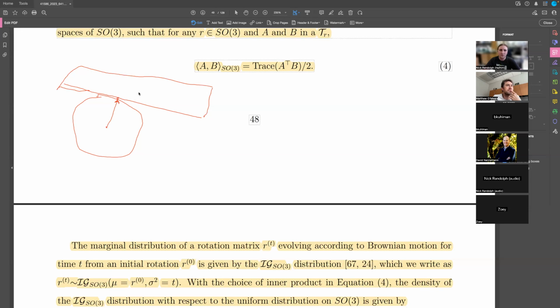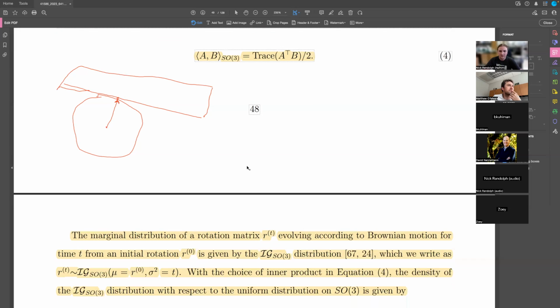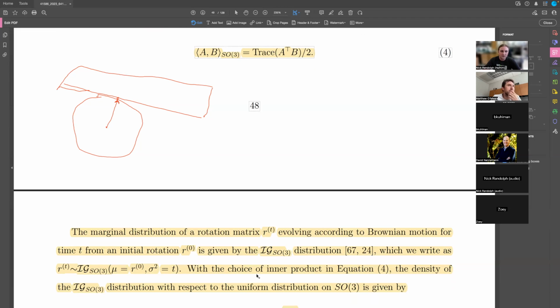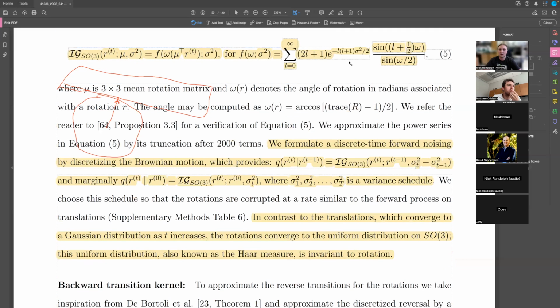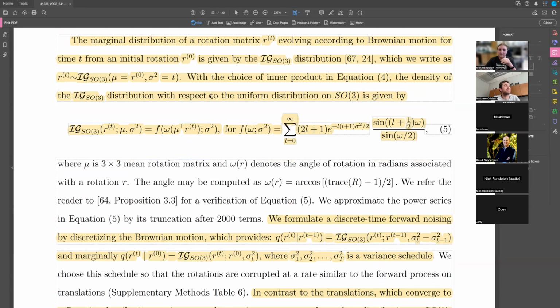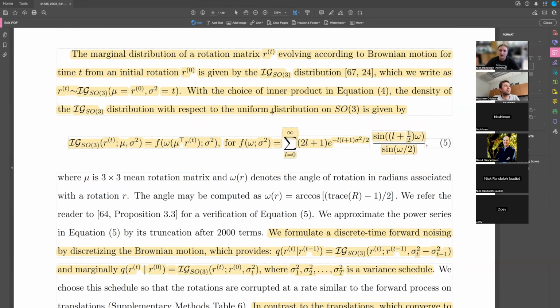We need to define some way to move around on this tangent space. This is where the Brownian motion comes from. The way they do this is they parameterize this Brownian motion. Sorry, it's going to get overlaid. I'll delete that. They are able to do this Brownian motion over this tangent space using this isotropic Gaussian SO3 distribution here, and it's parameterized by the initial rotation and a time step t.